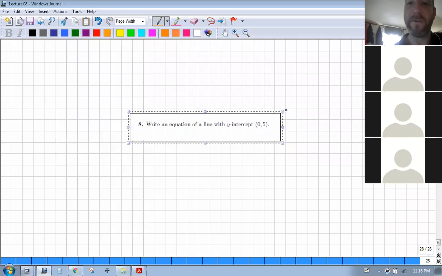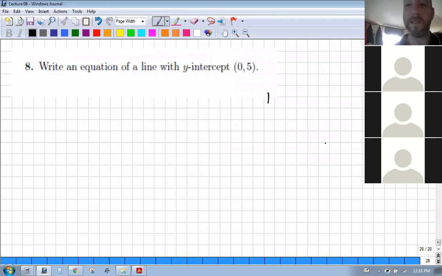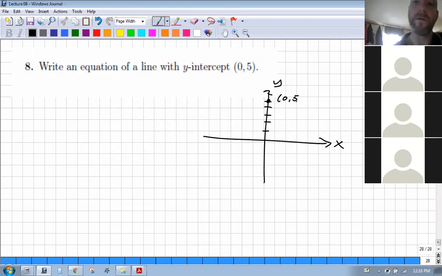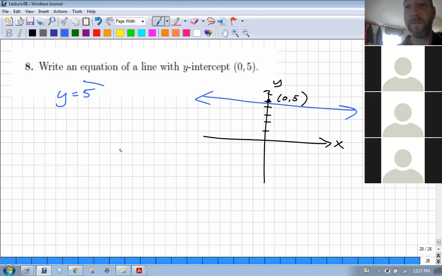All right, write an equation of a line with y-intercept (0, 5). Well, let's see. x, y. Where is (0, 5)? Go to the right, none. Go up 1, 2, 3, 4, 5. So if we want an equation that has that y-intercept, how about y equals 5? There you go. That's the line y equals 5.